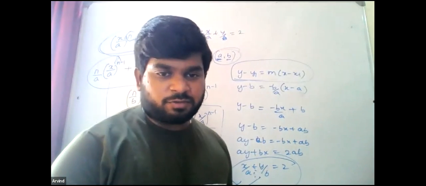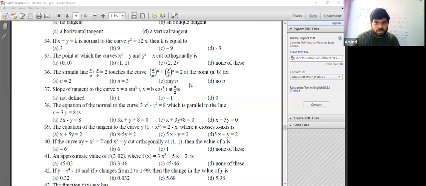But directly you would have seen it if you substitute. This is the theoretical way, but if you substitute at a comma b, just put it in the place of x and y. A by a, 1 power n is 1. B by b, that is also 1 power n is 1 itself. 1 plus 1 is equal to 2. So it doesn't matter what is the value of n. So directly you could have checked that.